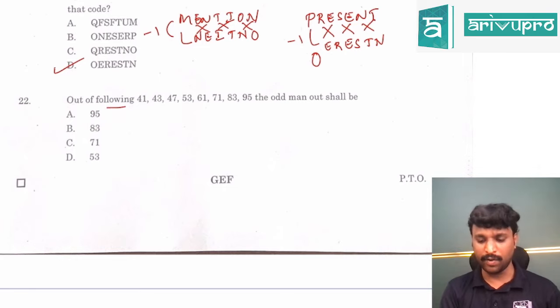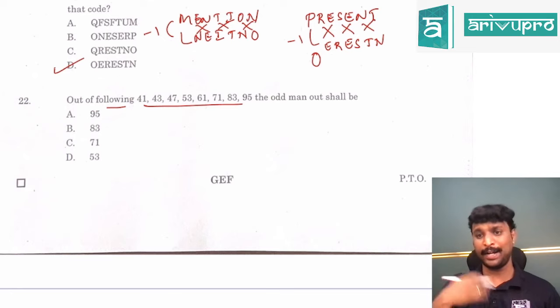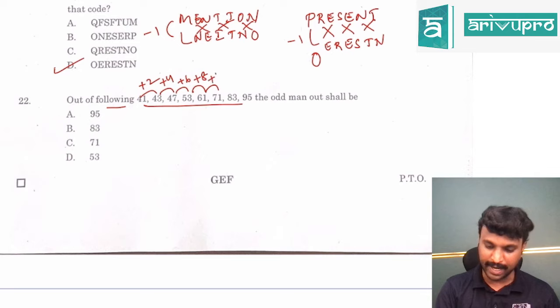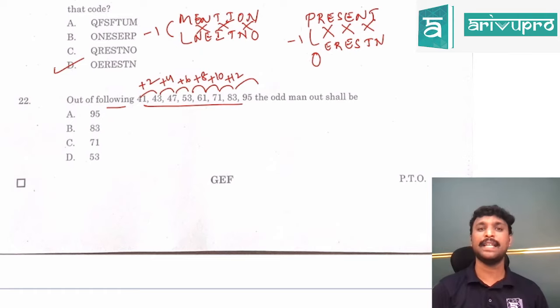Guys, the question says, out of the following, what is the odd man out? First of all, try to get the pattern. 41 to 43 is plus 2, 43 to 47 is plus 4, 47 to 53 is plus 6, this is plus 8, and this is plus 10, and the next difference should be plus 12. Yes, it is. So you can see every difference is increasing by 2.